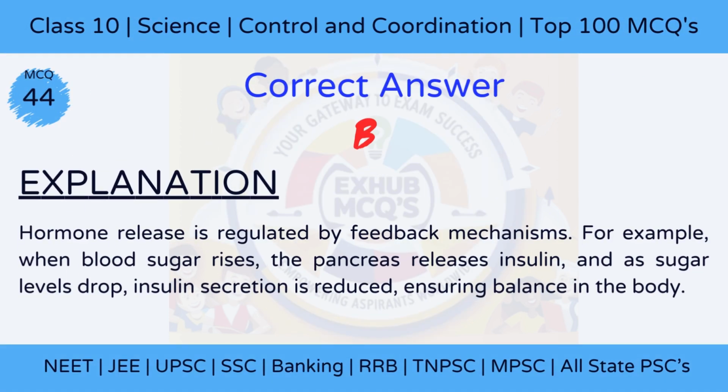The correct answer is option B, feedback mechanisms. Explanation. Hormone release is regulated by feedback mechanisms. For example, when blood sugar rises, the pancreas releases insulin. As sugar levels drop, insulin secretion decreases, maintaining balance in the body.